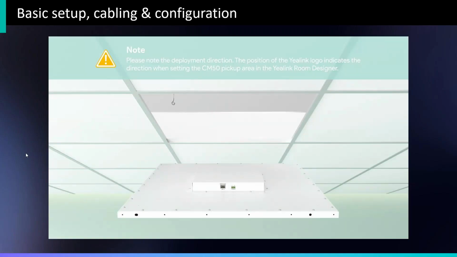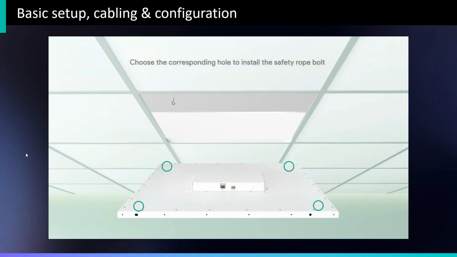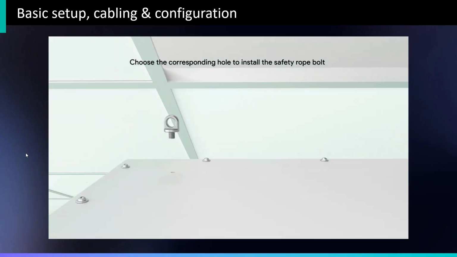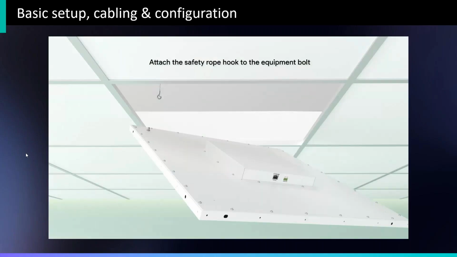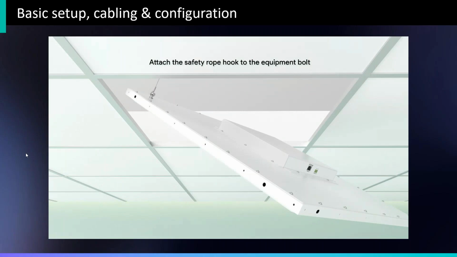Please note the deployment direction. The position of the Yealink logo indicates the direction when setting the CM50 pickup area in the Yealink Room Designer. Choose the corresponding hole to install the safety rope bolt. Attach the safety rope hook to the equipment bolt.